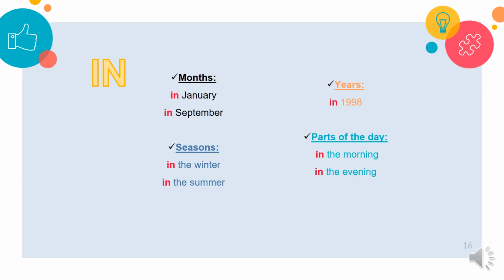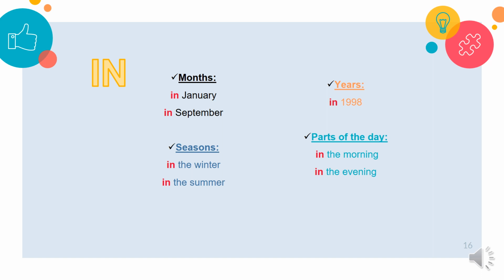We're going to have in. In what cases do we use in? We use in with month. For example, in January, in September. My birthday is in January. We use in with seasons. The last class we study seasons. For example, in the winter, in the summer.